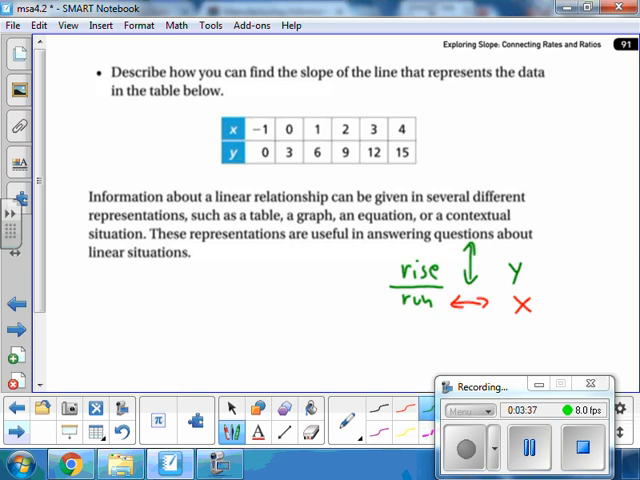I can grab any point, any coordinate. So I'm going to grab this one, and I can go ahead and grab the next one right after it. And I can see, well, how much does it rise? It rises 3.